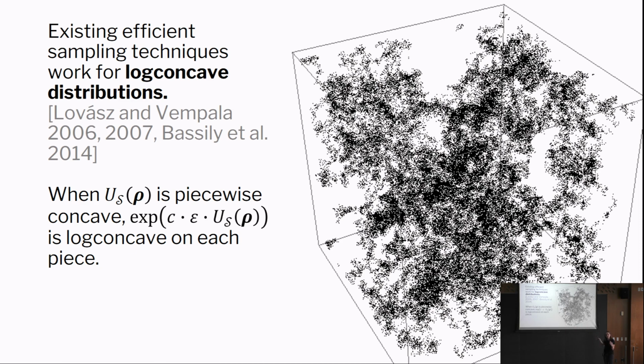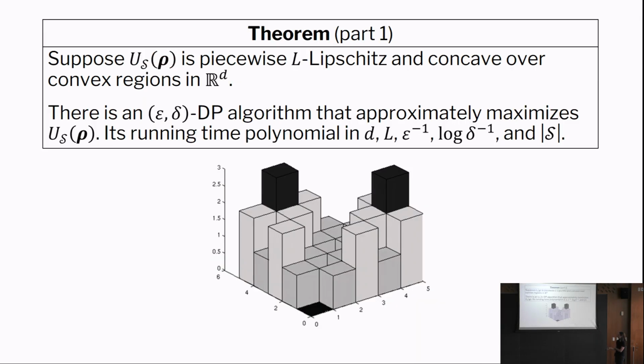And just to say, I'm not going to talk about these techniques too much. We use them as a black box, but they rely on random walks. And this is a random walk, just so everyone knows. Okay, so I'm going to tell you our theorem, and then I'm going to tell you exactly how we rely on those efficient sampling techniques. Theorem. Suppose that our utility function is piecewise L-Lipschitz and concave over convex regions in some parameter space R^d. There is an epsilon, delta differential privacy algorithm that approximately maximizes u_S of rho, this utility function. And its running time is polynomial in the dimension, the Lipschitz factor, epsilon and delta, which are privacy parameters, and the size of our sample.